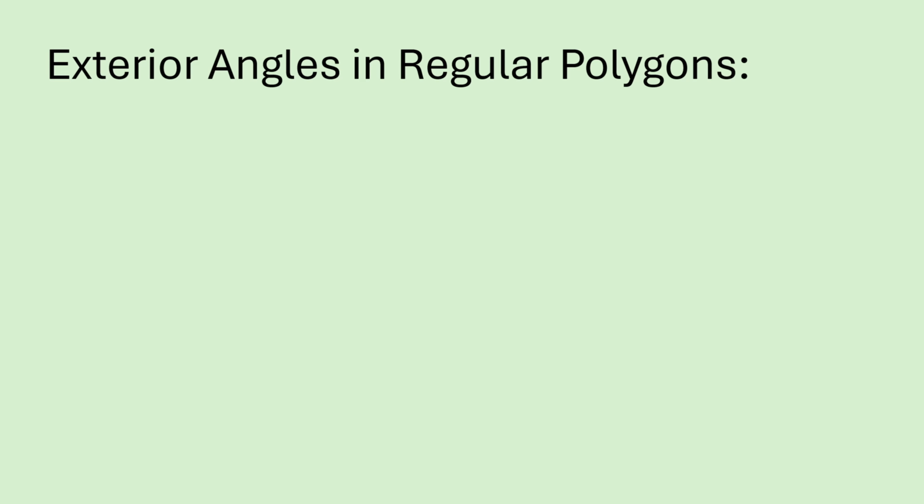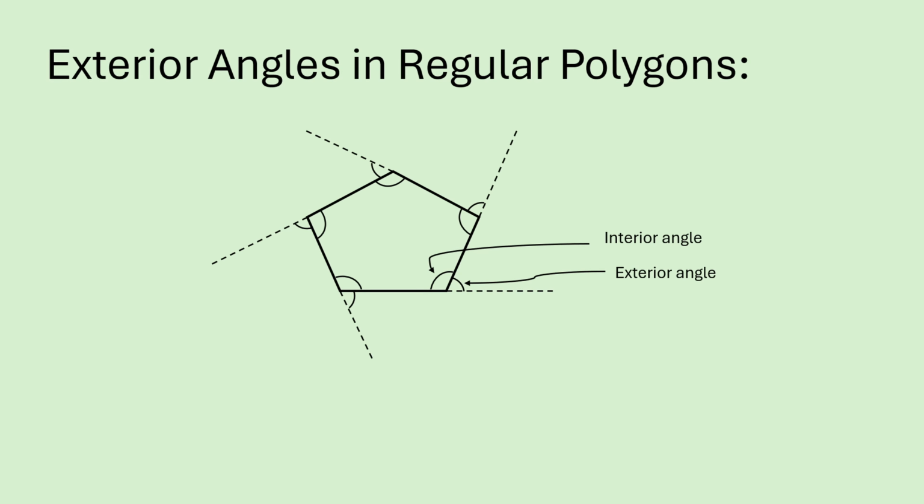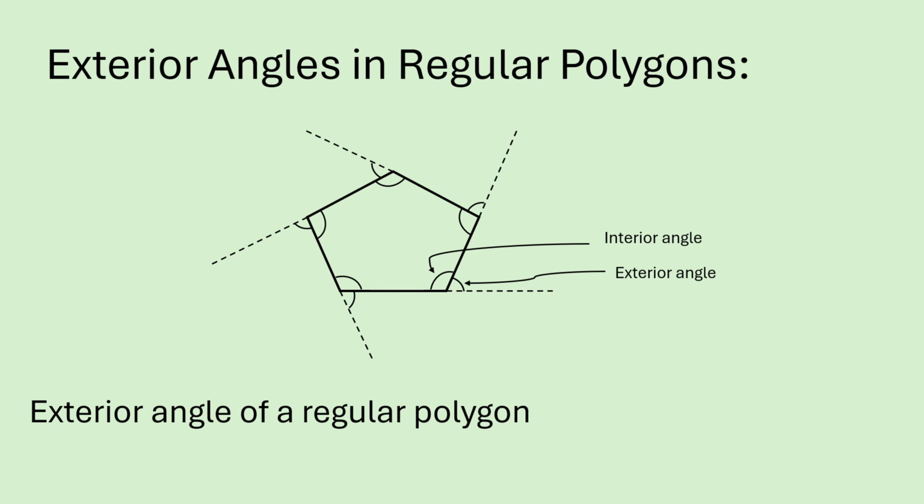Next, exterior angles in regular polygons. This is a regular polygon. All interior angles have the same size and all exterior angles also have the same size. So the exterior angle of a regular polygon is equal to 360 degrees divided by n. n is equal to the number of sides. In a pentagon, there are 5 sides, so there are 5 interior angles and 5 exterior angles. Here n is equal to 5. So the answer is 72 degrees. So each exterior angle size is 72 degrees in a regular pentagon.